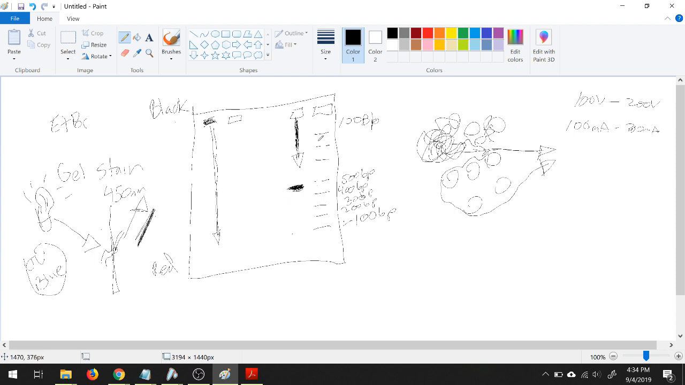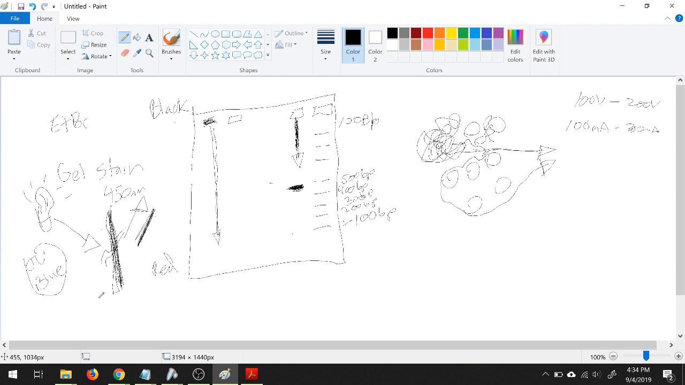If you're having trouble seeing it, number one, you need to make sure that you added the gel stain to your gel. Number two, you need to make sure you're using the orange piece of film or orange glasses or whatever you have, holding that in front of your eyes.